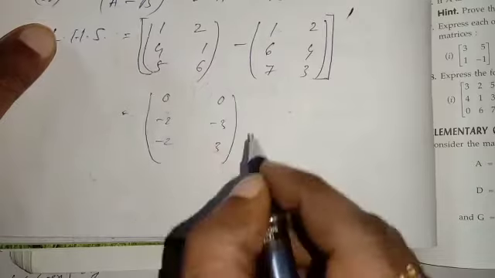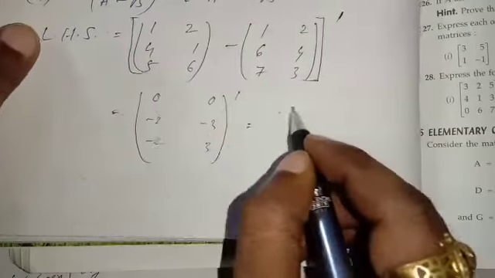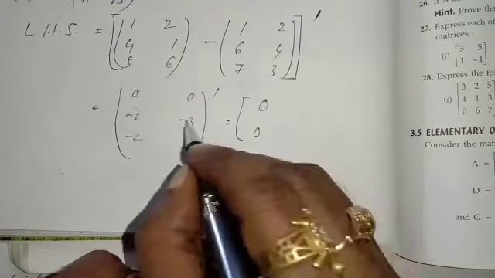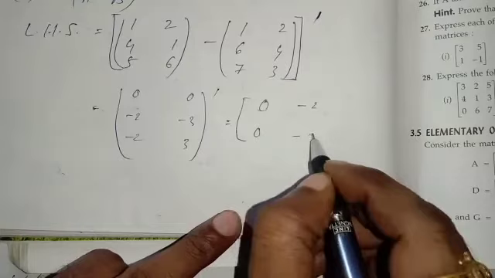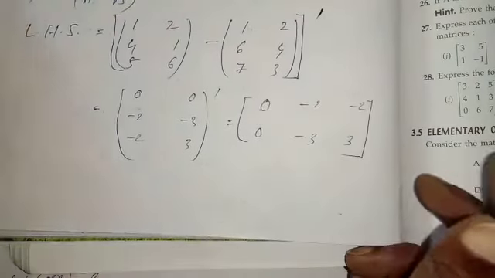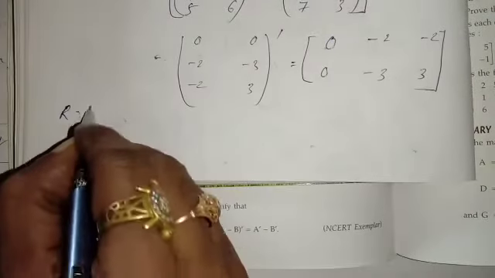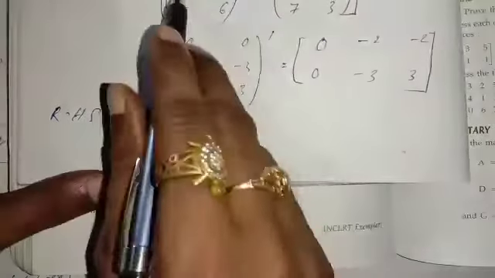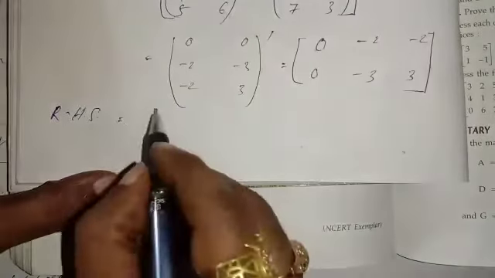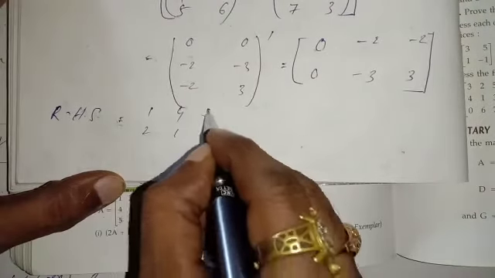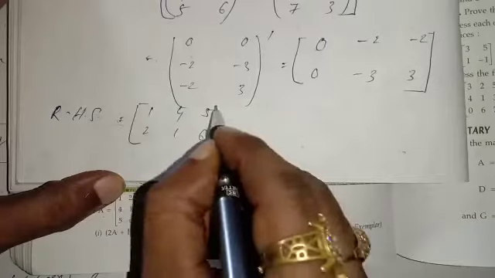Then you have to find out transpose of this matrix. Transpose means first row converted to first column, that is 0, 0. Second, minus 2, minus 3, minus 2, 3. The left hand side is completed. After that, you have to find out the right hand side. What is the right hand side? A transpose. A transpose means, what is A? This is A given, you have to write A transpose: 1, 2, 4, 1, 5, 6. This one is A transpose.